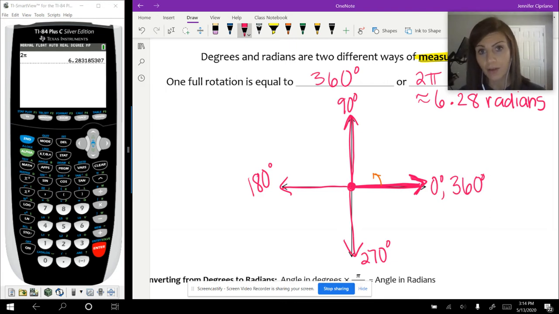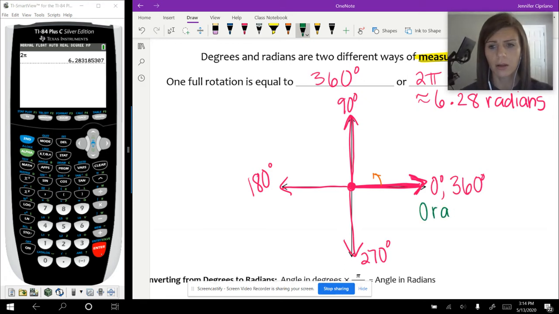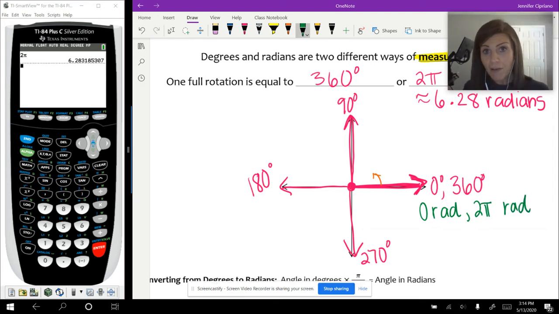They all have an equivalent when we measure in radians. In radians, we would still be starting at 0. Okay, and remember that I said one full rotation all the way around is 2 pi radians. So keeping that in mind, half of 2 pi, half of the circle, would just be pi radians.